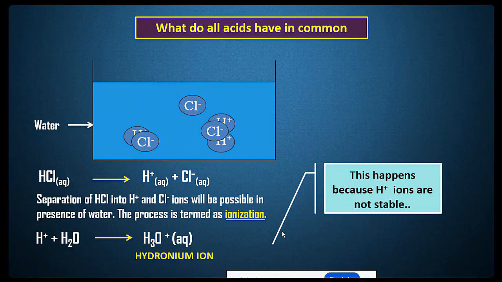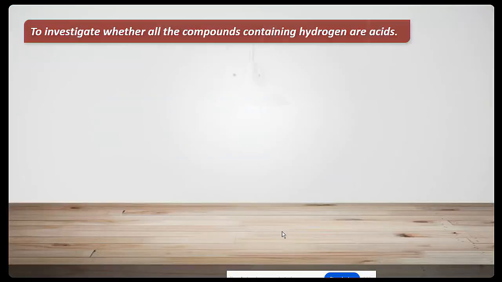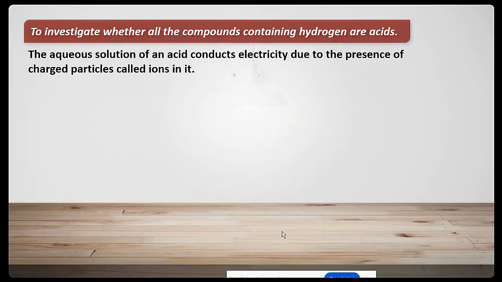So this happens because H plus ions are not stable. Clear? To investigate whether all the compounds containing hydrogens are acids, we have an activity with glucose as well as acids. You can see here the aqueous solutions of acids conduct electricity due to the presence of charged particles called ions in it.